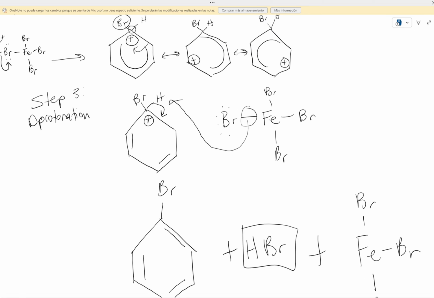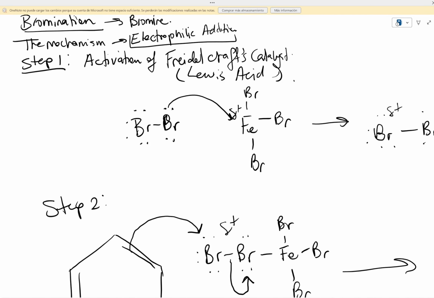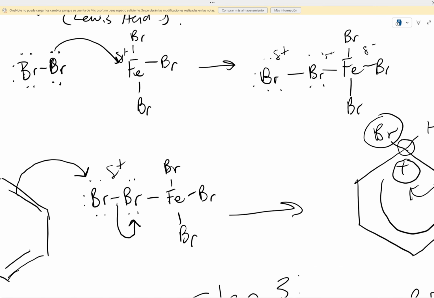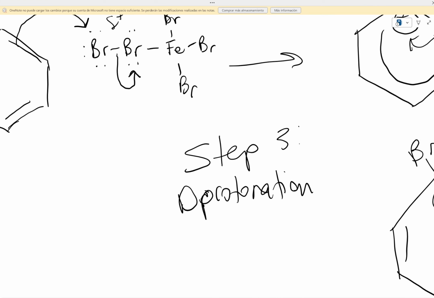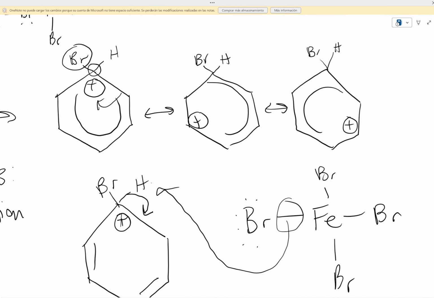Okay, so those are the 3 steps for the bromination of benzene. First, we have the activation of the Friedel-Crafts catalyst, which is our Lewis acid, in this case iron 3 bromide. And then in step 2, we have the interaction between them. This step 2 is what we call the electrophilic attack, and that creates unstable intermediates as the positive charge is going to be dissipated or diminished by the movement of the electrons in the ring system.